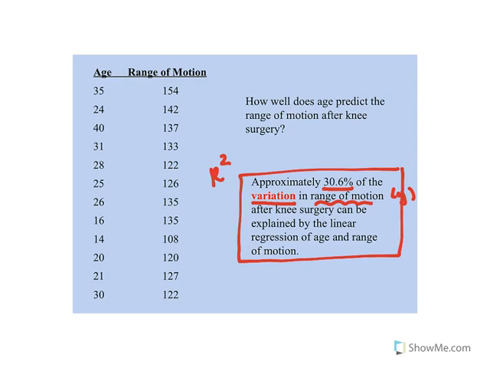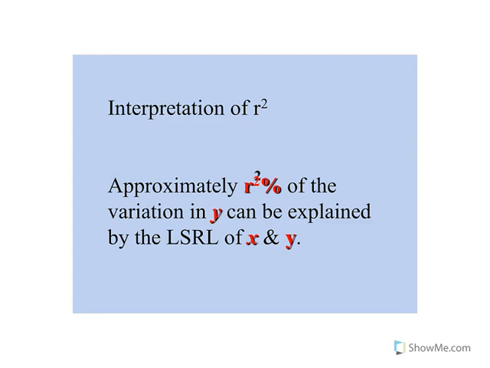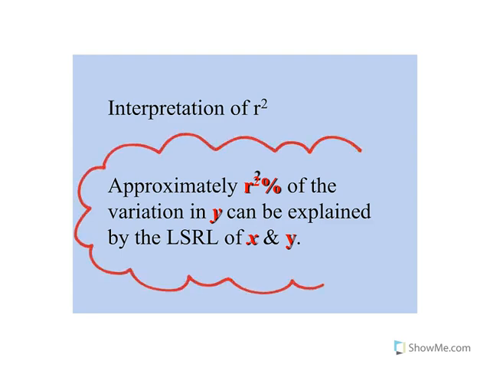That means that 30% of the differences I see from one patient to the next can be attributed simply to the impact that age has on the outcome of their surgery. Now, that means there's about 70% that can be due to other factors. It could be their surgeon, it could be their diet, their exercise, their fitness before we begin the surgery. But we are simply looking at how much of that impact the X and Y relationship has on our Y value.